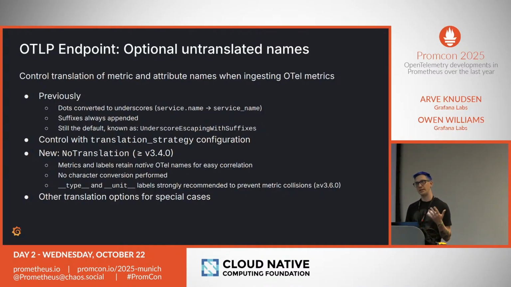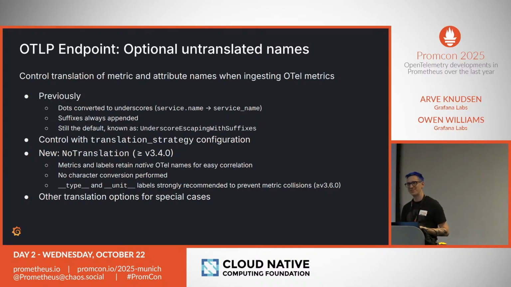So previously, when doing the ingestion, dots would always be converted to underscores, and suffixes would always be added as per the Prometheus style and specification. That is still the default. There's no plans to change that from the default. But for those users who know what they're doing and want those untranslated names, they can set the translation strategy option to the new no translation option. This is since Prometheus 3.4. So no character conversion is performed. Everything just passes through unchanged.